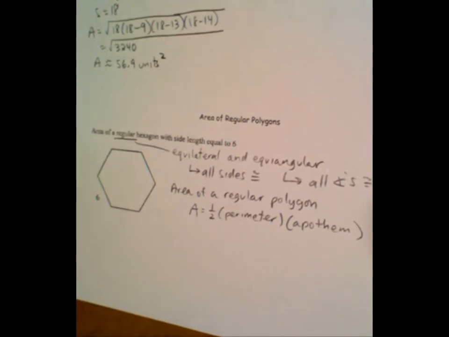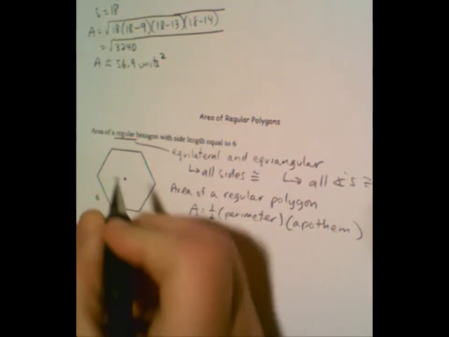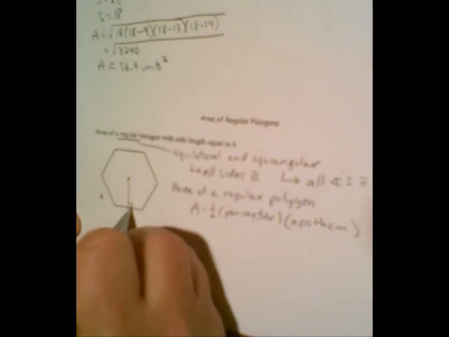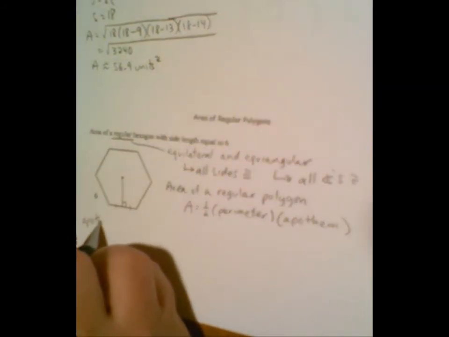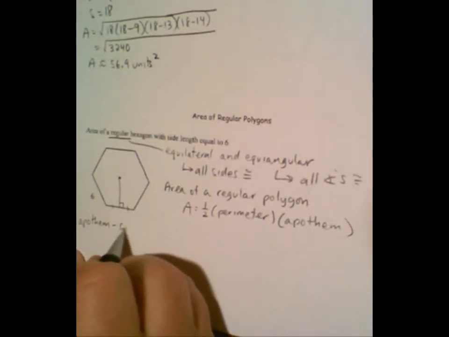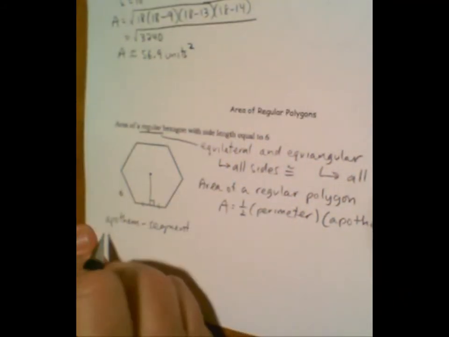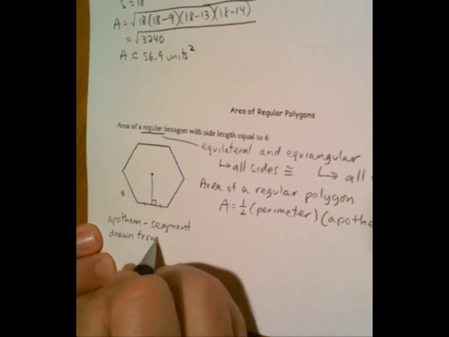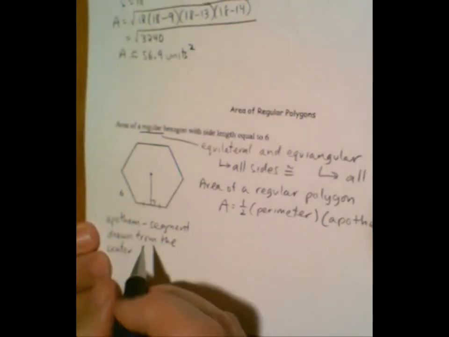Okay. The apothem, you might say, what is an apothem? An apothem is a segment drawn from the center perpendicular to a midpoint of the opposite side. Okay, an apothem is a segment drawn from the center perpendicular to the midpoint of a side.